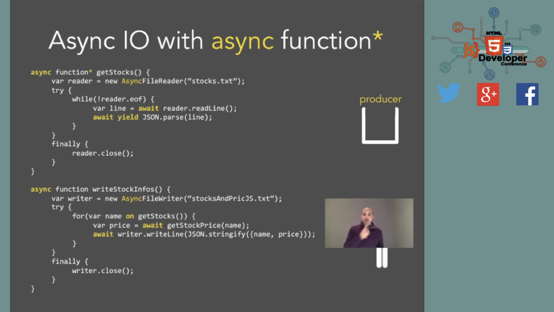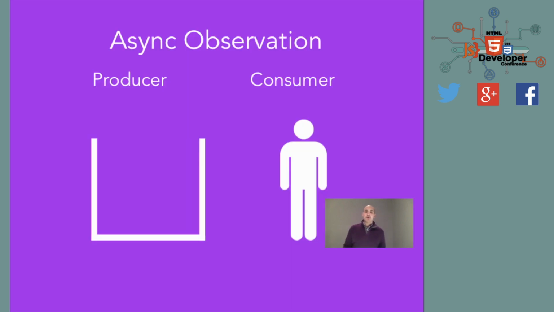I want to call your attention to something, which is the await yield statement there. What that's really saying is when we yield JSON parse line, that expression is actually going to turn into a promise that's being returned from our attempt to write this out to the stream, and then the loop is going to pause. We're going to await that promise before continuing, and that's how we get back pressure. So I'll show you how that works.